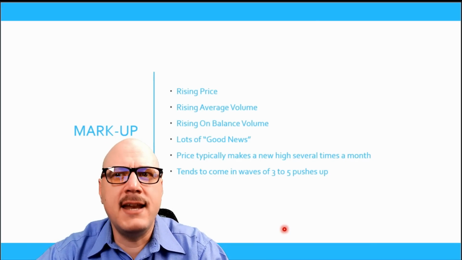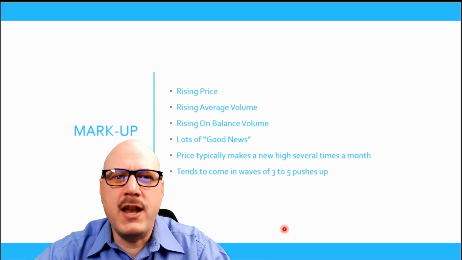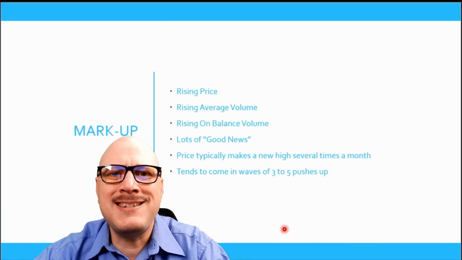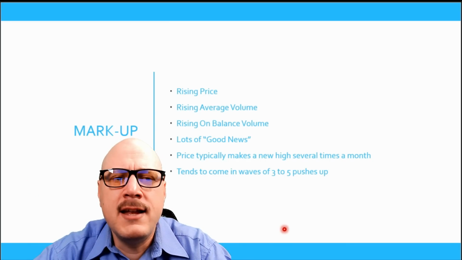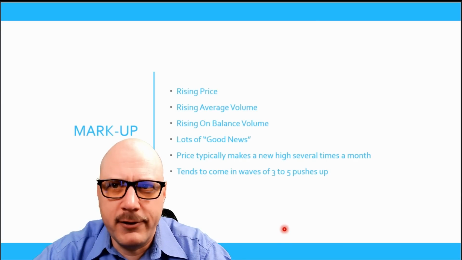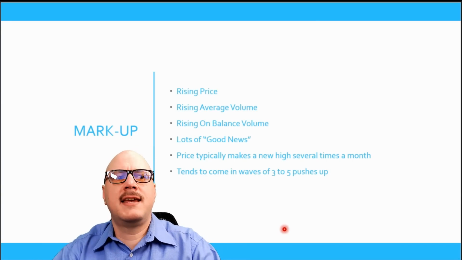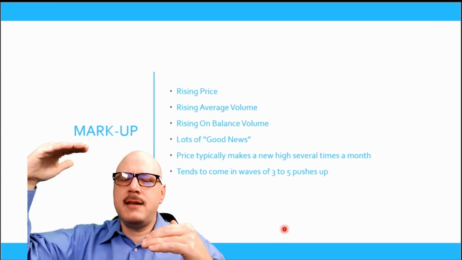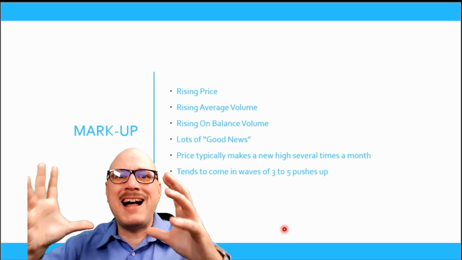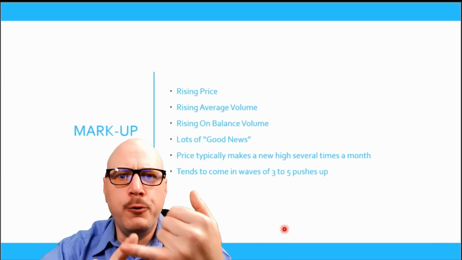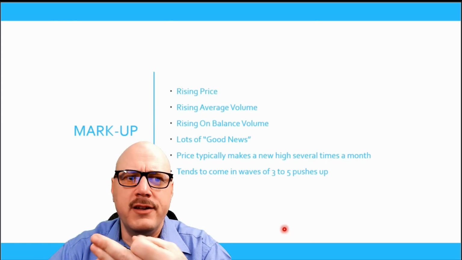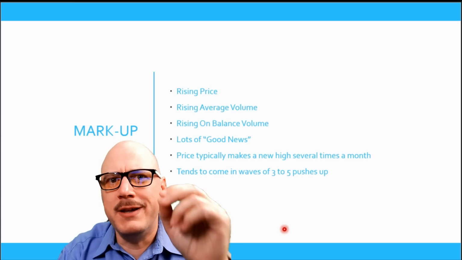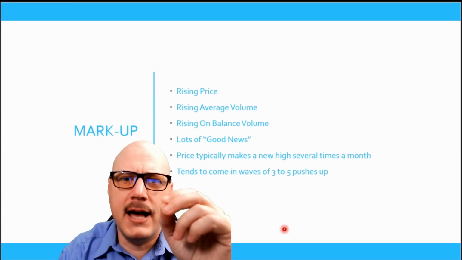And the reason we do that is that it just turns out that when you catch a stock as it comes out of a base or an accumulation period, it has a tendency to move far enough to make the trade more likely to be profitable. So your markup phase is going to be characterized by rising price, rising on balance volume, lots of good news, new product, new CEO, new profits, new invention, whatever. If you're in the markup phase, there's going to be news, because news is what gets the public to buy stocks.